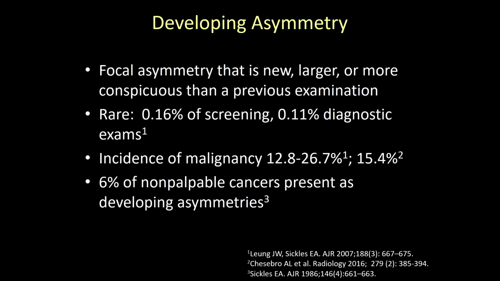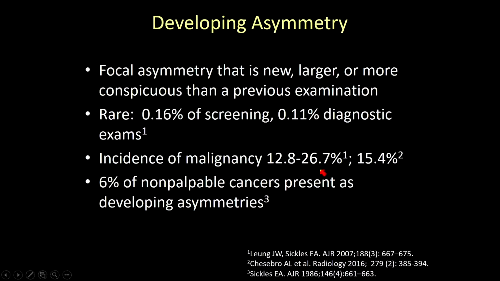So the developing asymmetry, my favorite because it's so challenging, is a focal asymmetry that is either new, larger, or more conspicuous than a prior examination. It is, fortunately for us, a rare finding. Less than 1% of both our screening and our diagnostic evaluations have developing asymmetries. But the incidence of malignancy for a developing asymmetry is much higher than our other 3 types. In Jessica Leung and Ed Sickles' work on developing asymmetries, the range of malignancy went from 12.8% in the screening population to 26.7% in the diagnostic population.